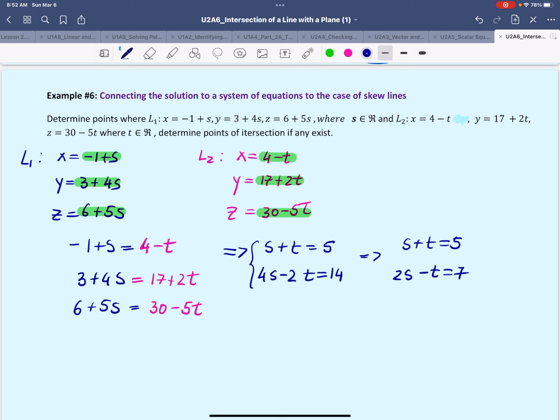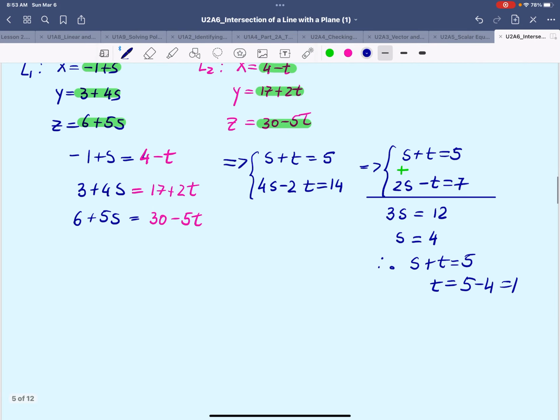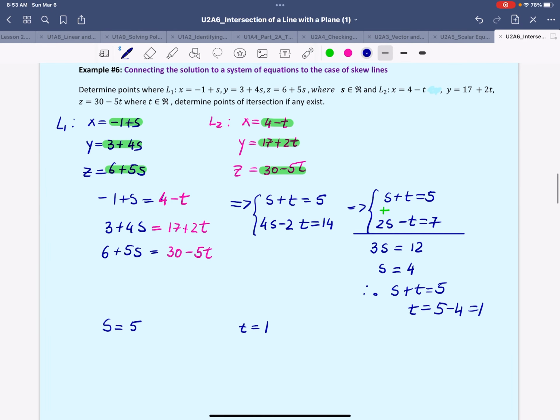As you can see here, we have t and negative t. So the term t has opposite coefficients, which means that it will be convenient to solve by using the elimination method. So we can eliminate the variable t by adding both equations. That will give 3s equals 12. And what a convenient equation to solve. So s equals 4. And since s plus t equals 5, the value of t must be 5 minus 4 or 1.